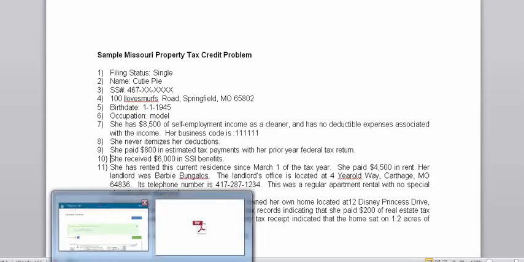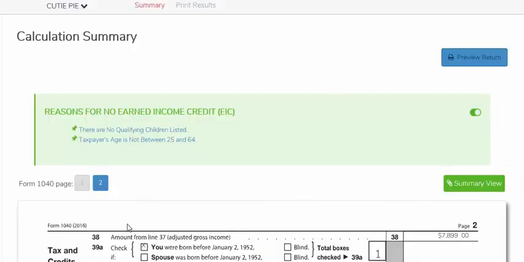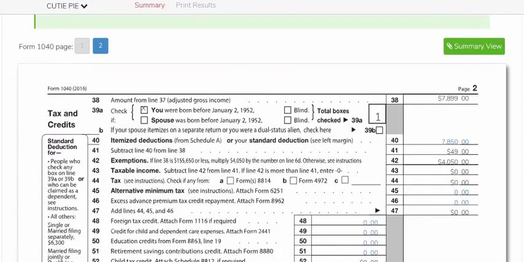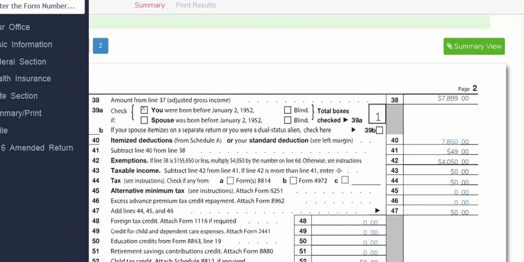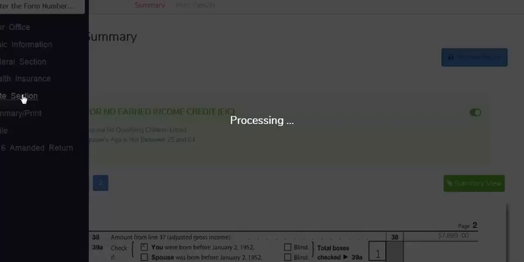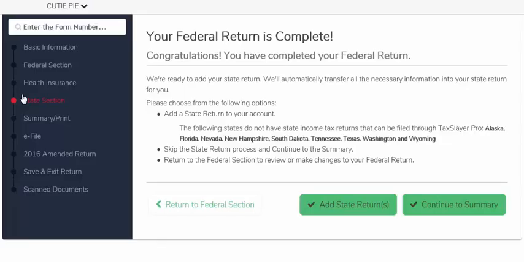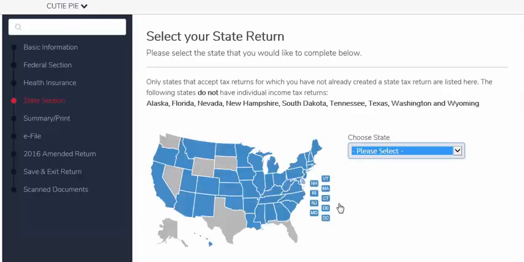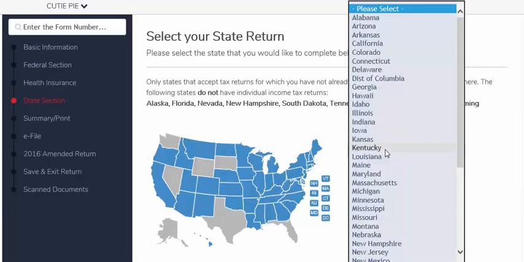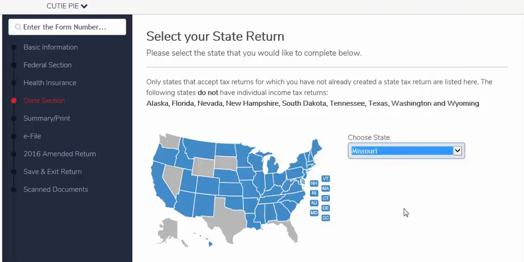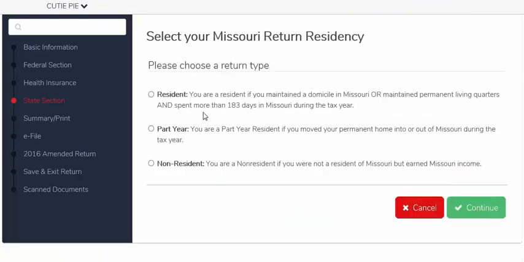If you don't know how to generate a state return yet, go into your existing return, go over to Menu, and choose State section. We're going to add State Return and select our state, which is Missouri. And then we have to click the appropriate box here.